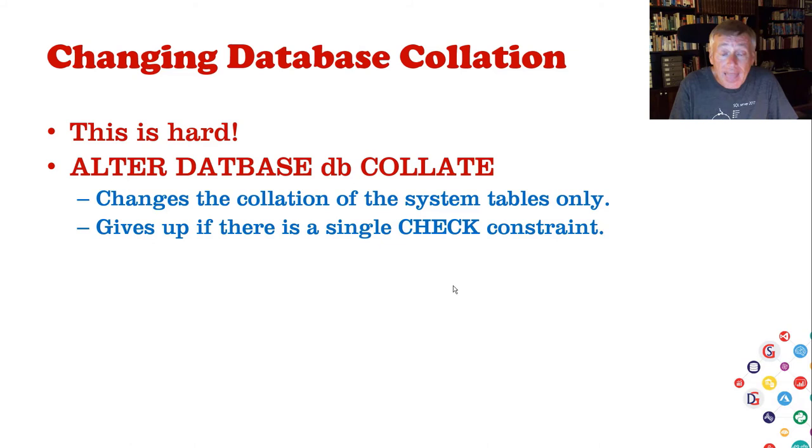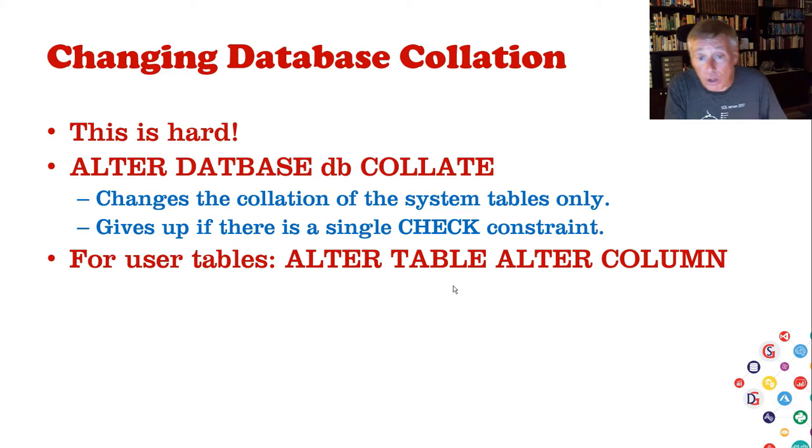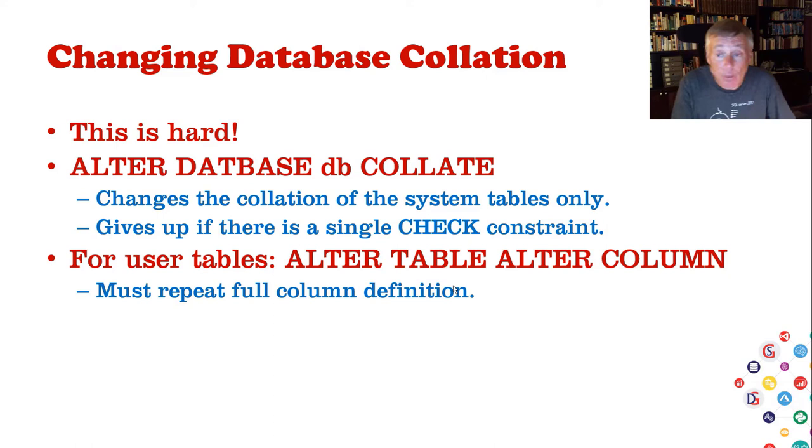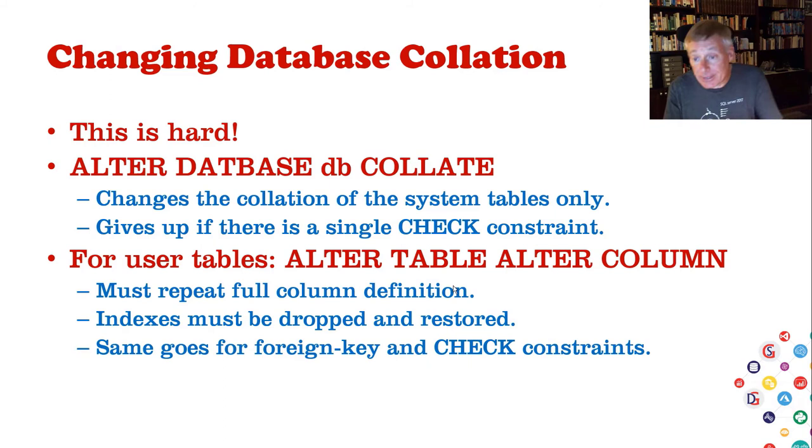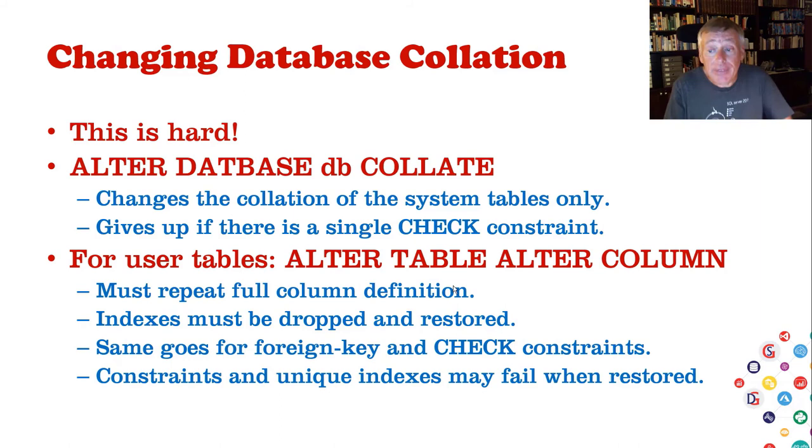And then for your user tables, you need to run through all the tables, all the string columns. And then you need to repeat the full column definition, because there's no way to say, I only want to change the collation, keep the rest. Now you have to repeat everything. And indexes must be dropped and restored. Foreign keys and check constraints must be dropped and restored. And that could take a whole lot of time and a whole lot of log, because those tables might be big. And when you reapply them, they may fail. Let's say you go from case insensitive to case sensitive, well then the foreign key can explode. And if you go the other way around, from case sensitive to case insensitive, your indexes may no longer be unique.